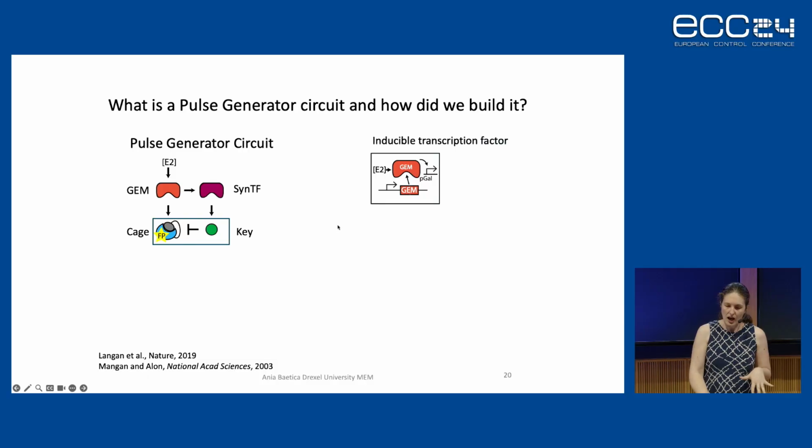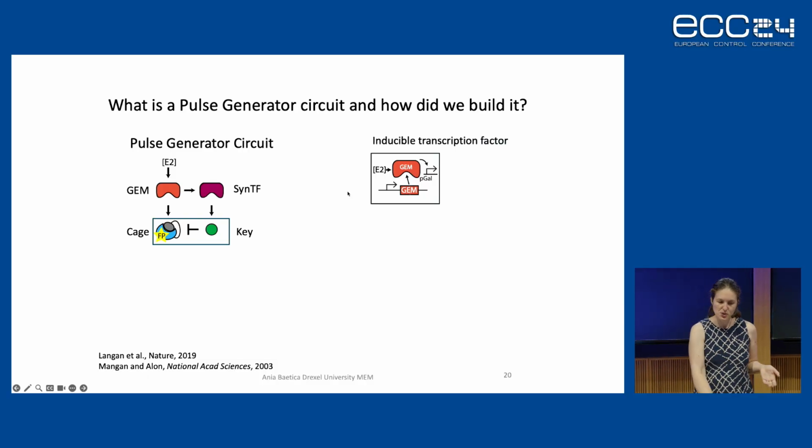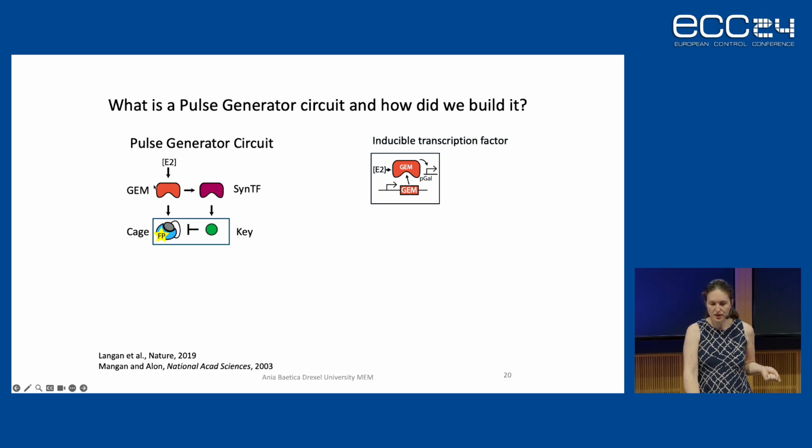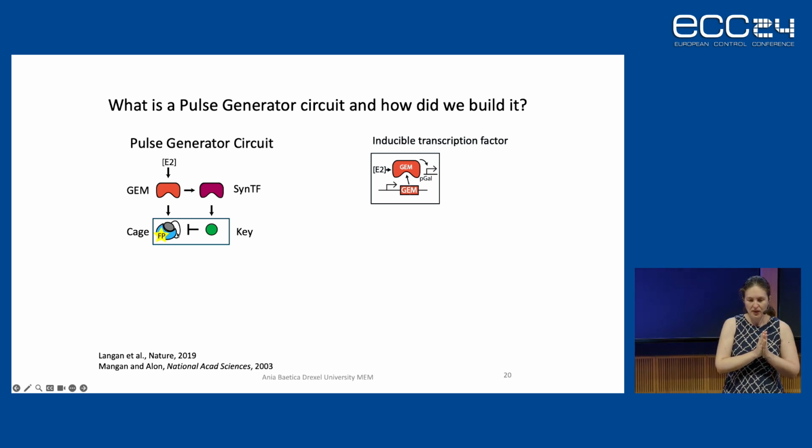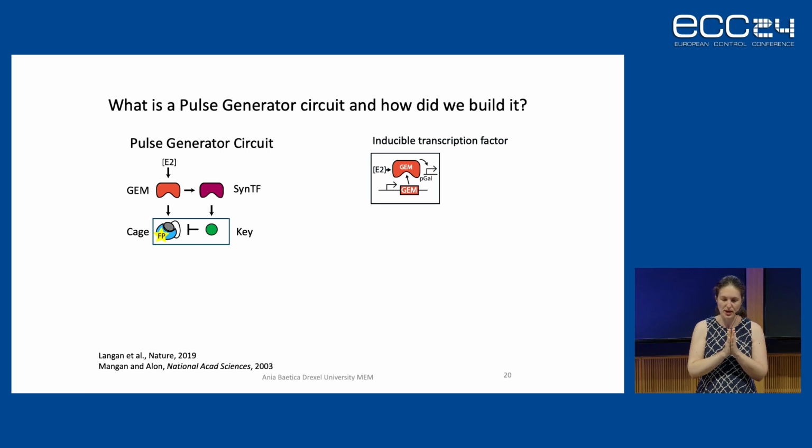So far, I've only told you very abstractly about the pulse generator. But I'd like to introduce a little bit about how it works. This one is a 4-gene network. The gene names are GEM, CNTF, key, and cage. The important thing here is that the key and the cage bind together in a complex, and that's what makes the negative repressive feedback in the original circuit.